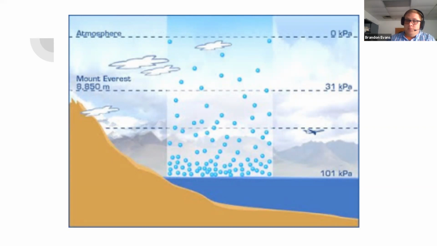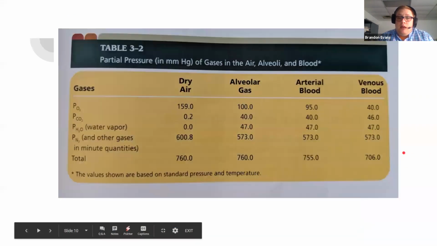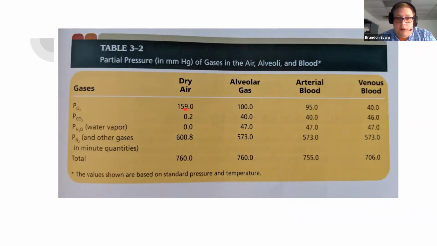Okay, so we've talked about atmospheric pressure and how it affects partial pressures outside of the body. Now let's look at how it affects the inside of the body, and specifically our lungs. Again, we have that partial pressure listed as 159 in our dry air, and carbon dioxide is 0.2. Now if we take it inside the body and look at the alveolar space, each of these has decreased. We have a partial pressure of oxygen at 100 and a partial pressure of CO2 at 40.